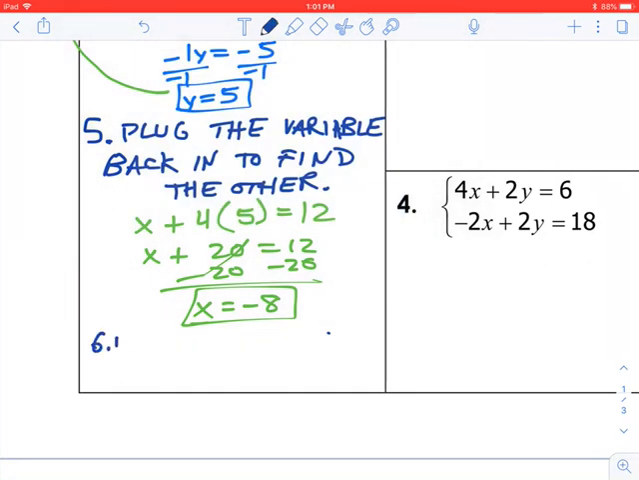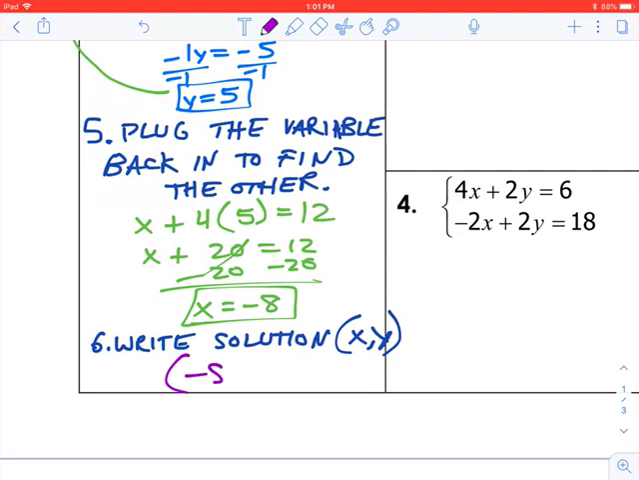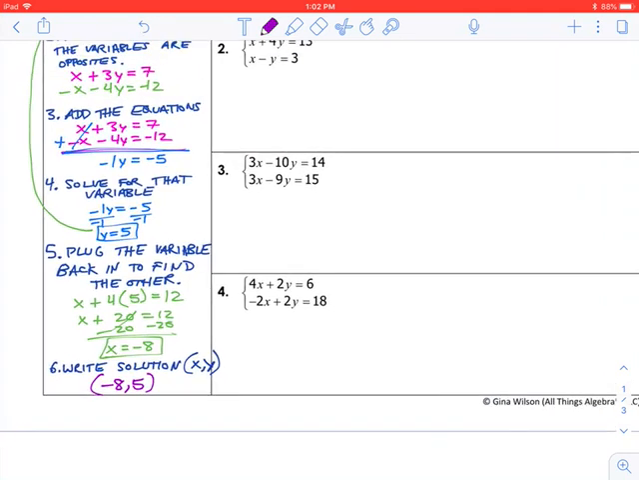And so my last step is write the solution, okay, which is a point, x comma y. Okay, so in our case, I have the x value is -8, the y value is 5. Okay, so those are the steps.